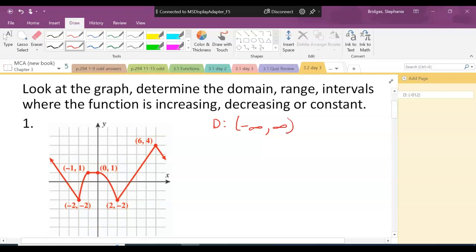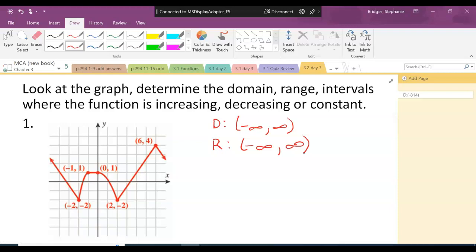Okay. What about the range? We go from bottom to top, but again, I have arrows on either end of my graph. The left side, that graph is going up forever and ever, right? The right side, that graph is going down forever and ever. So what would my range be? It's all real numbers as well because those arrows tell me it continues up and down forever. So far, so good.